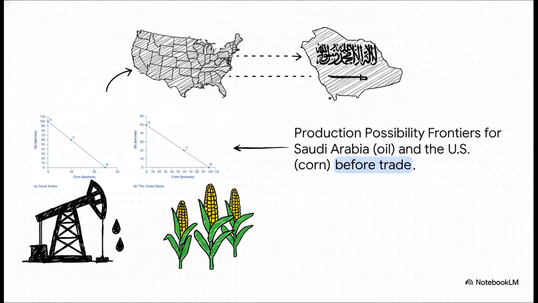On the left, you see Saudi Arabia's production limits. That straight line shows what they can do. They can produce 100 barrels of oil and 0 corn, or 25 bushels of corn and 0 oil, or some mix. The graph on the right shows the same for the US, which is way better at growing corn. Now, before they trade, each country is totally stuck on its own line. They can only consume whatever they can produce themselves.